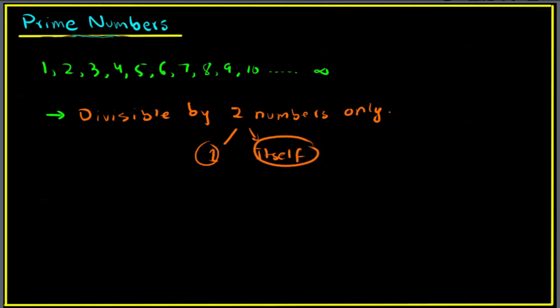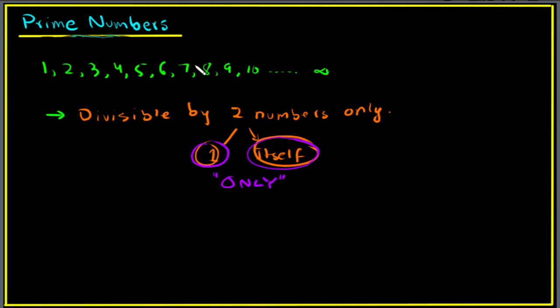You pick any number out of the infinite set of numbers, and if that number is divisible by 1 and itself ONLY, I'm writing this down in capitals because this is a very specific criteria. If that number is divisible by these two numbers, one of them being 1 and the other being the number itself, then that number is qualified to be called a prime number.